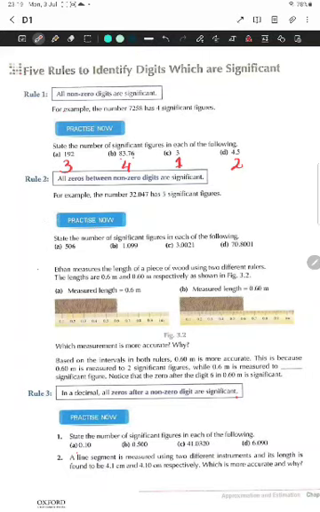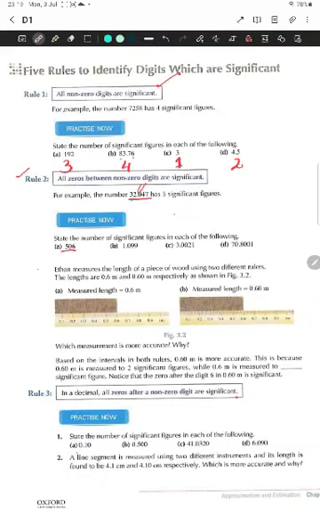Second rule: all zeros between non-zero digits. All the zeros which are in between the non-zero digits will be significant. For example, 32047, this zero will also be significant. We have already learned that all the non-zero digits will be significant. Now the zero which is in between the numbers, like this one, will be significant. So the number of significant figures will be 5 over here.